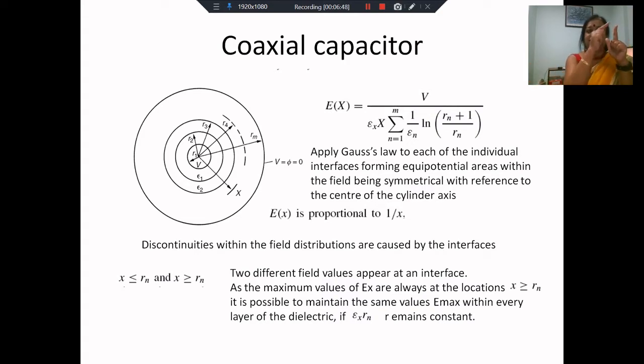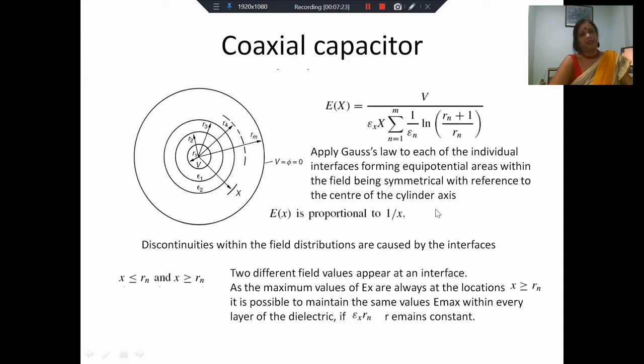However, in this case, it starts varying proportional to 1 by epsilon, 1 by x, as well as dependent on epsilon 1. And then when it encounters epsilon 2, at that interface, you will get a different value for E, which will cause a discontinuity. So there are discontinuities within the field distribution at the interfaces. Now at every point where x is less than or equal to Rn and x greater than Rn, you have different expressions for Ex, and two different values appear at an interface.